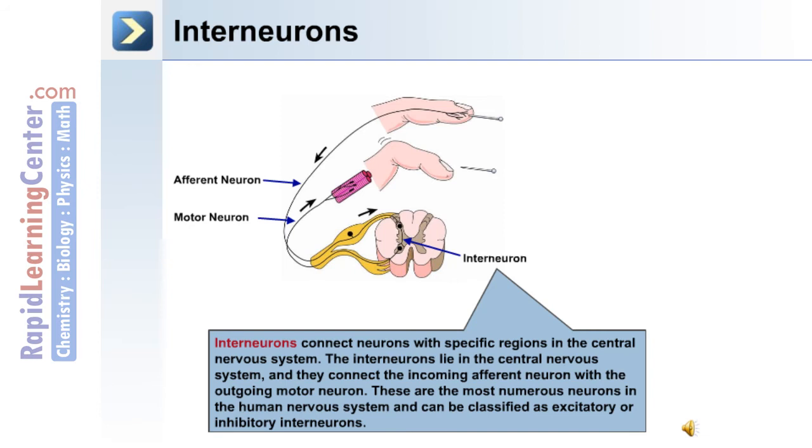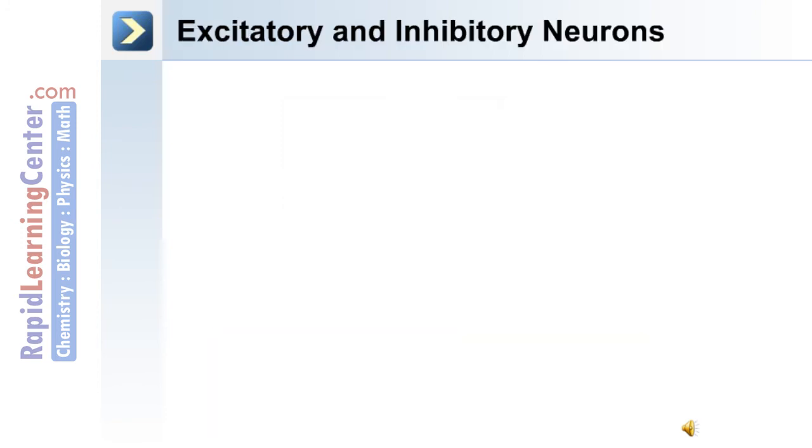The third group are the interneurons. Interneurons connect neurons with specific regions in the central nervous system. They lie entirely in the central nervous system, and they connect the incoming afferent neuron with the outgoing motor neuron. They're the most numerous type of neurons in the human body. They can be classified as either excitatory or inhibitory. Interneurons can be inhibitory or excitatory.